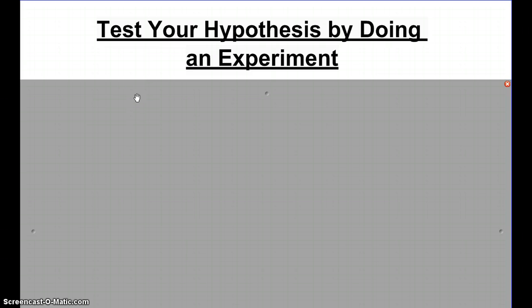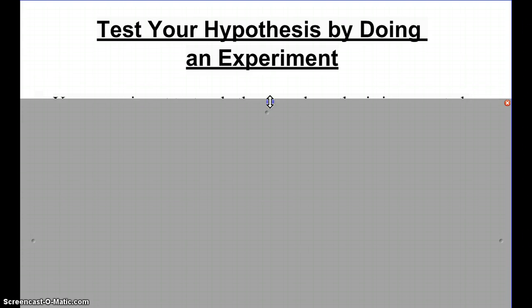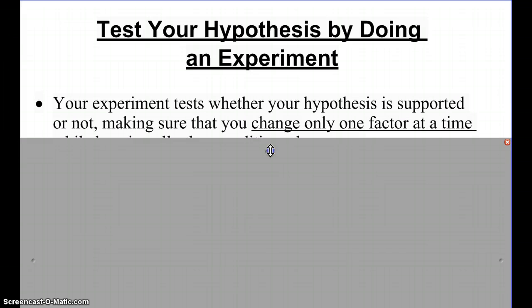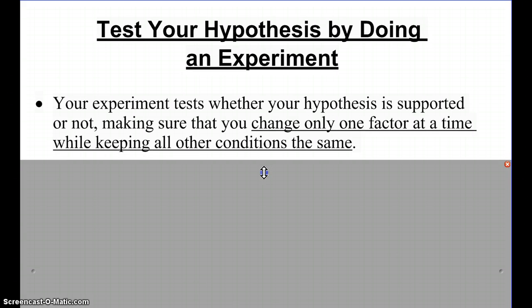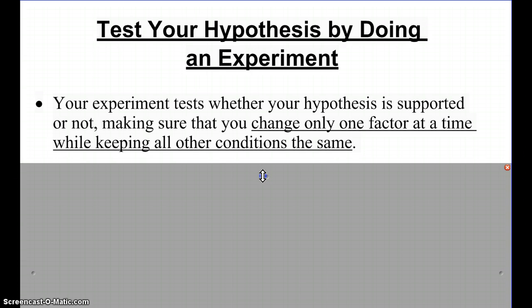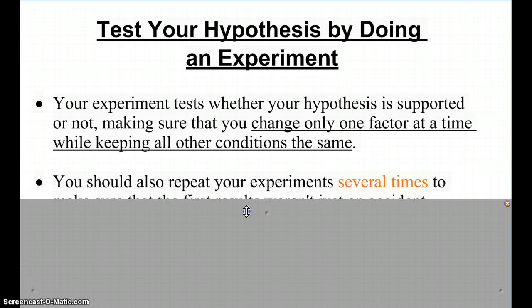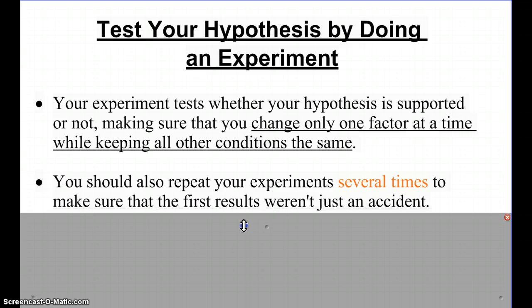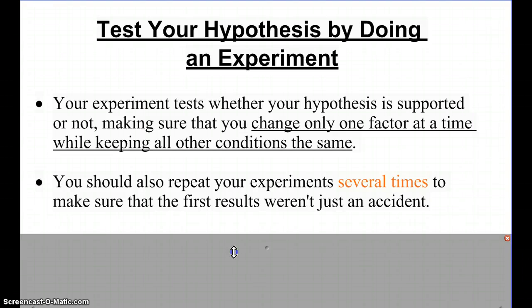So now let's test your hypothesis by doing an experiment. Your experiment tests whether your hypothesis is supported or not, making sure that you change only one factor at a time while keeping all other conditions the same. Let me repeat that. You change only one factor at a time while keeping all other conditions the same. You should also repeat your experiment several times to make sure that the first results weren't just an accident.